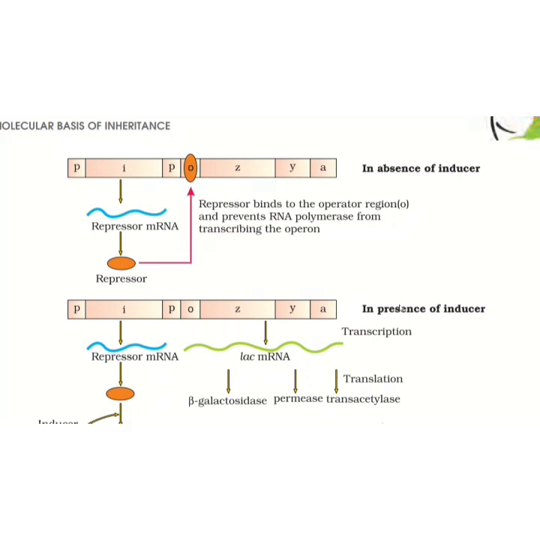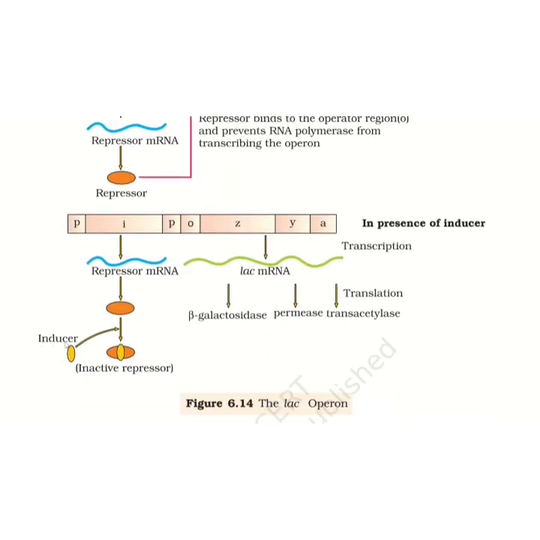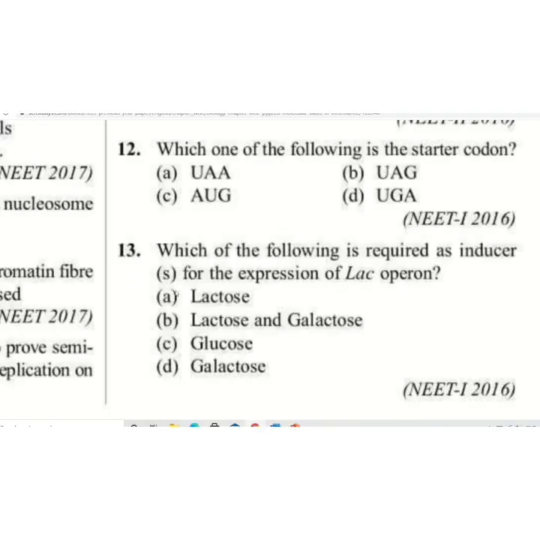But in the presence of lactose, what happens? Lactose acts as an inducer. Inducer inactivates the repressor protein. What will happen? The operator will be active. So the Z, Y, A genes will be expressed to produce beta-galactosidase, permease and transacetylase enzymes, leading to the catabolism of lactose into glucose and galactose. So lactose is the inducer in lac operon. So answer will be option A.